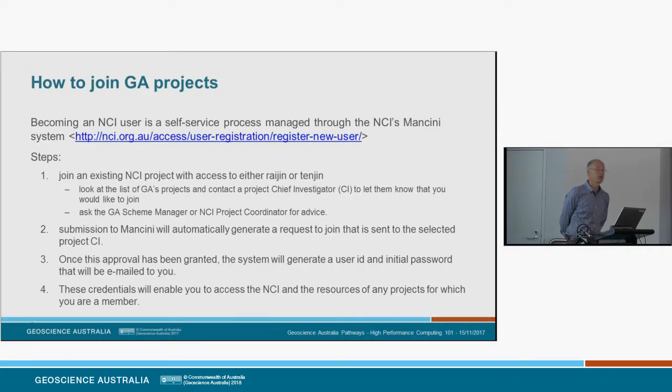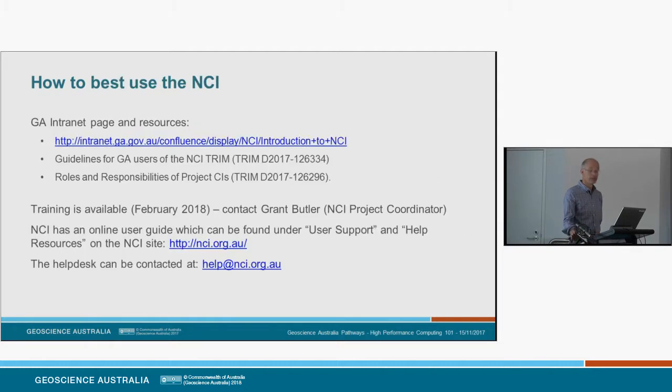So for those of you who are interested, anyone who's a GA staff member can join. We also have outside users joining GA projects. This is fairly straightforward. It's done through the NCI's Mancini system. It's self-service, and you can learn about this by going to the intranet page. We have a new reinvigorated intranet page, for anyone who's been to the old one that was rather static and out of date. You can get there through the GA scientific data team.